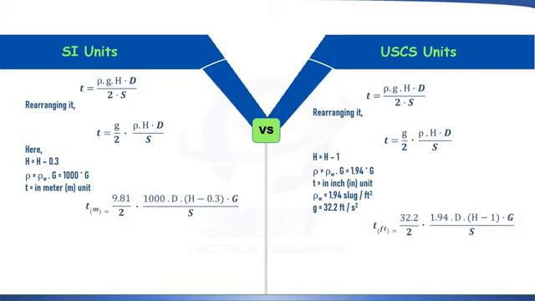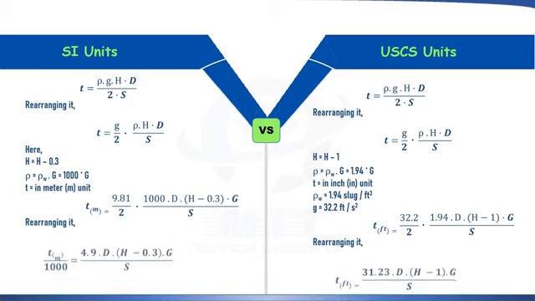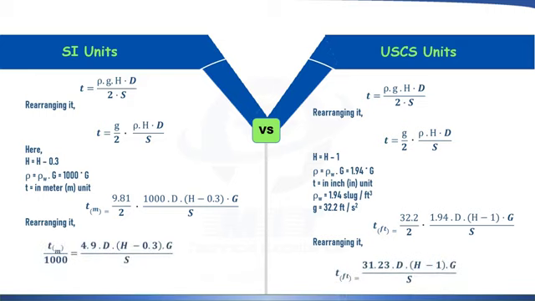For USCS unit, g equals 32.2 feet per second square, and for SI unit, the value of small g is 9.81. So putting this in the formula, we'll get this equation, and after arranging it again, we get the following equation. You can notice here the thickness is still in meter for SI units, and it is in feet for USCS units.